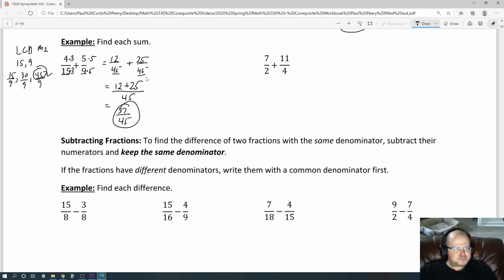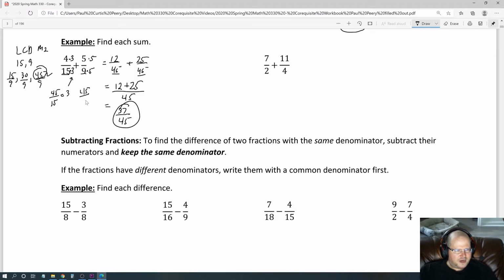Now, if you can't tell what you need to multiply the 15 and the 9 by to get the multiplier, what you would do is take the 45, the least common denominator, and divide it by the original denominator, and it will spit out what you need to multiply by, right? So that's an option. If you can't do it mentally, that's fine.